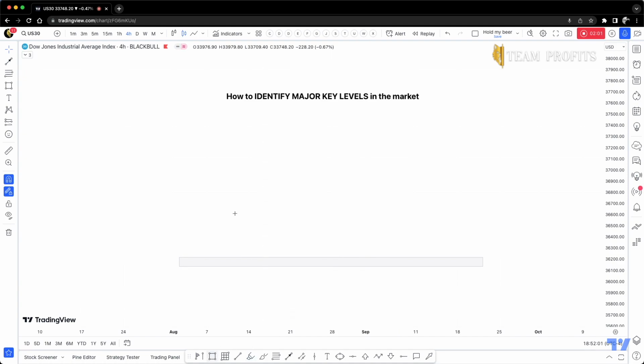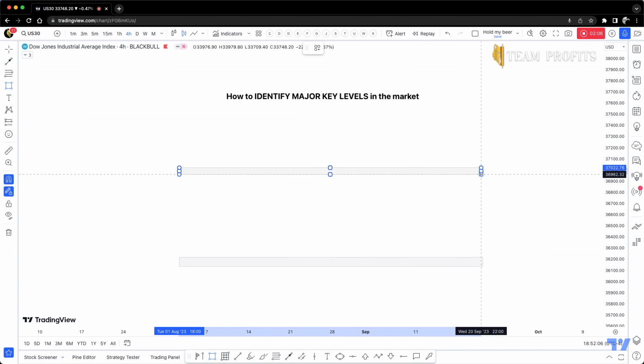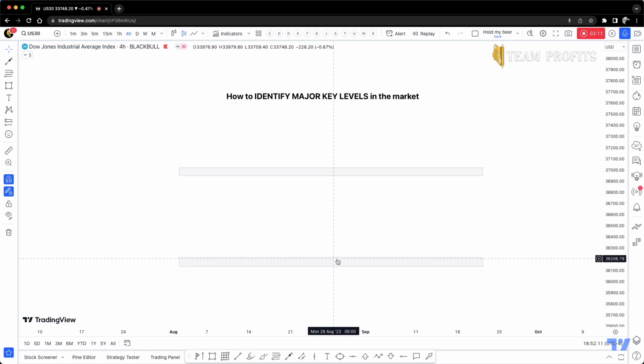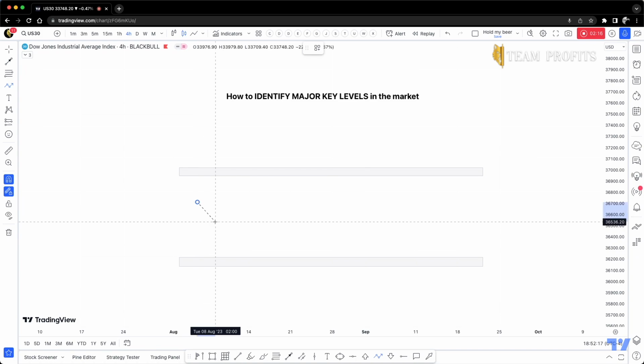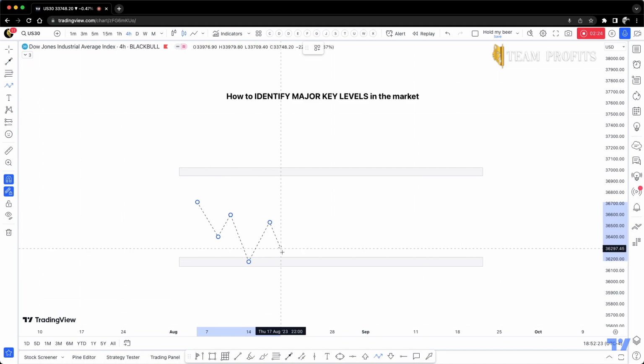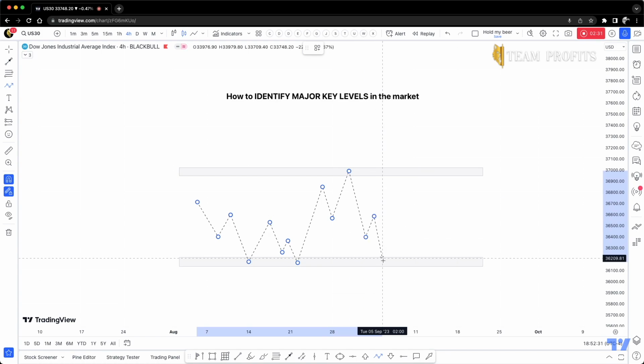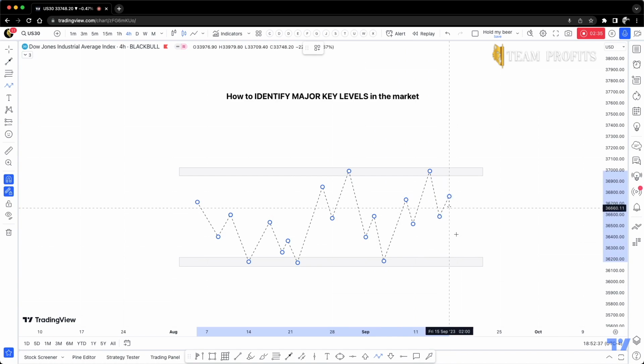Okay, so right here we have a support and a resistance. It's basically a ceiling and a floor. We identify key levels when there is a zone that has been touched multiple times. The market could be bouncing from here to here, then back to here, and then we see the market is literally just ranging.